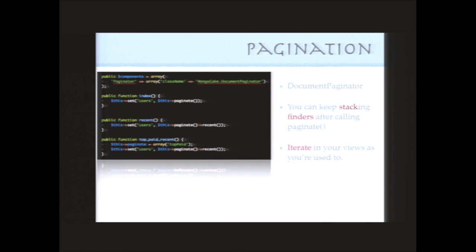So, pagination. Pagination is really cool, but at the same time I had to create my own paginator. The good thing is that CakePHP 2.0 lets you alias paginators. So to paginate Mongo objects, just use the class MongoCake.documentPaginator. It works the same, but better, because you can stack finders after paginating. So I can paginate recent, paginate top paid, paginate lesser paid recent, and so on.